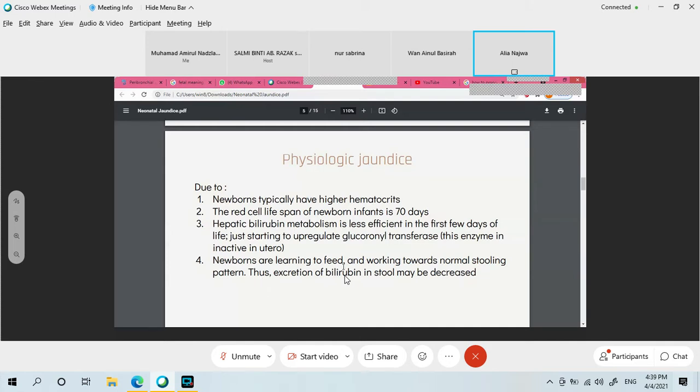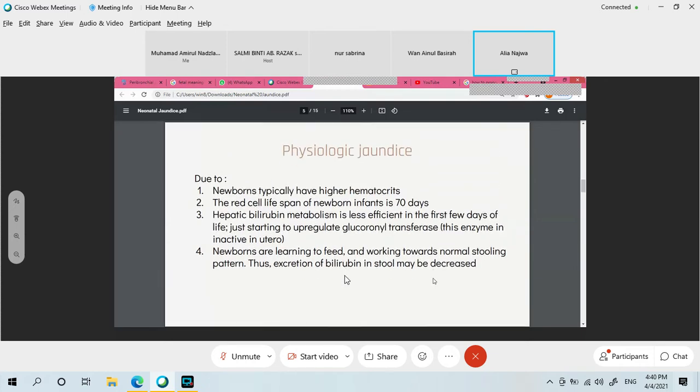And about the feeding, that is why we always look at the breastfeeding technique and also the feeding pattern of the baby, because newborns are learning to feed. So when there is low input of fluid, there will be less excretion of stool, and thus excretion of bilirubin in stool may be decreased because of increased enterohepatic circulation. That leads to physiological jaundice. Okay, next.